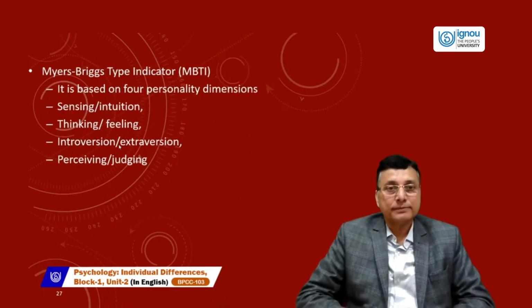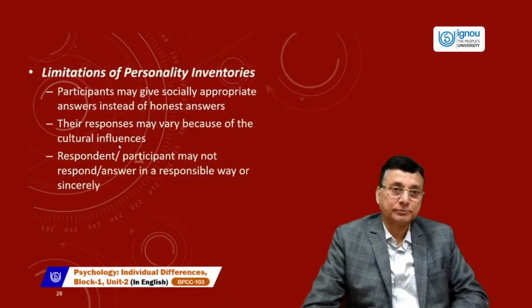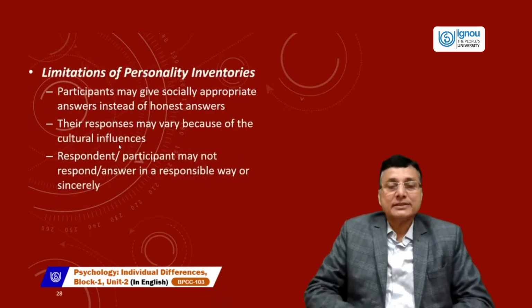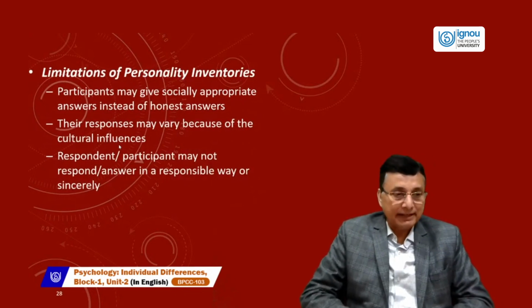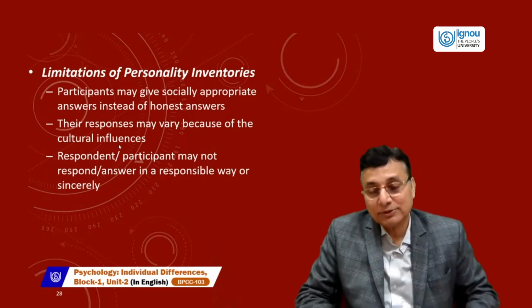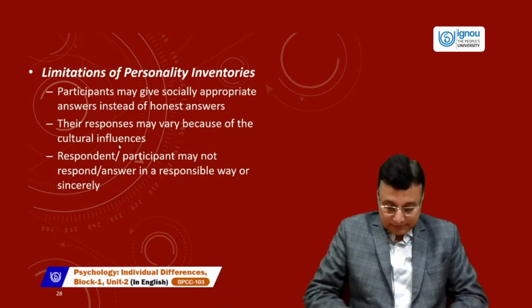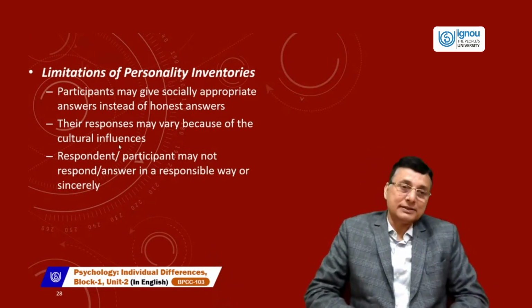MBTI is based on 4 personality dimensions: sensing or intuition, thinking or feeling, introversion or extroversion, and perceiving or judging. So let us see the limitations of these personality inventories. Participants may give socially appropriate answers instead of honest answers. So there is a high possibility of getting socially desirable answers.